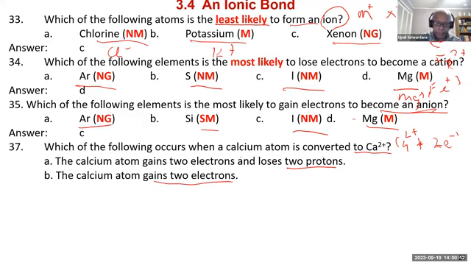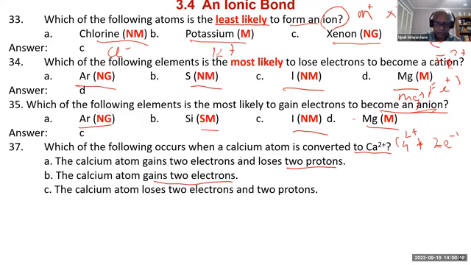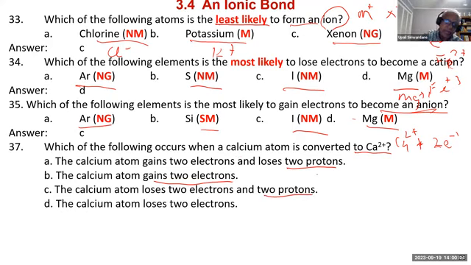Calcium atom loses 2 electrons and 2 protons? They never lose protons. The calcium atom loses 2 electrons. That's the correct answer. Gain is wrong. Calcium is a metal, and metals never gain electrons. So the answer is D.